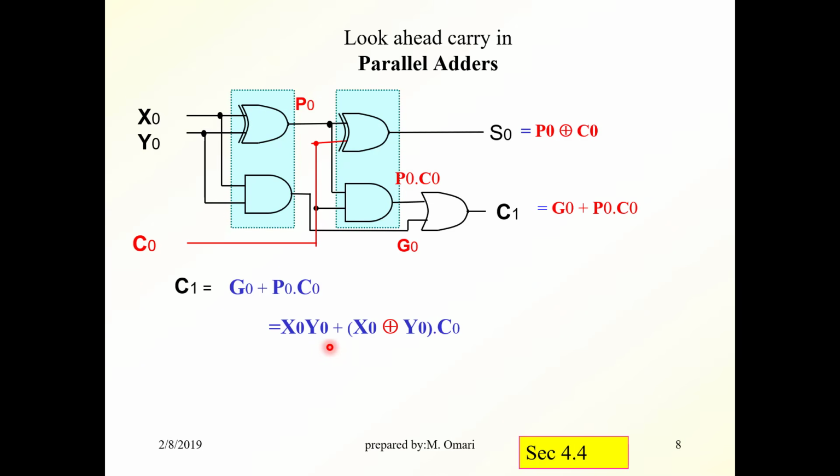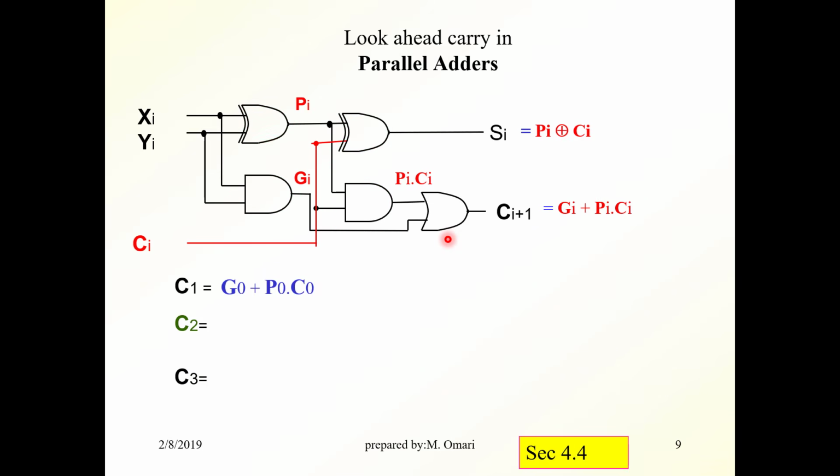From the very beginning, these values are given and known. In general, this is the full adder circuit in any stage. Si is equal to Pi exclusive OR with Ci. Ci plus 1 is equal to Gi ORed with Pi ANDed with Ci. We have seen this is C1.